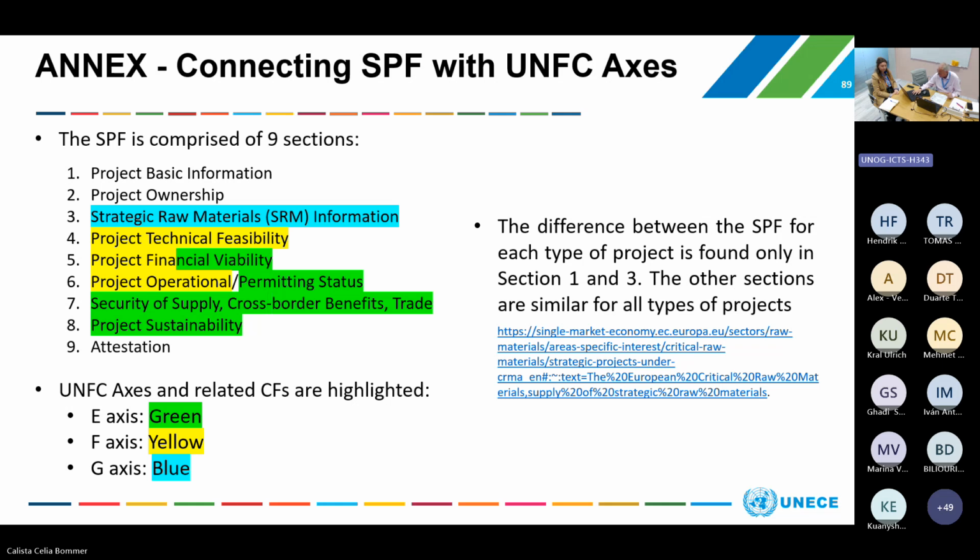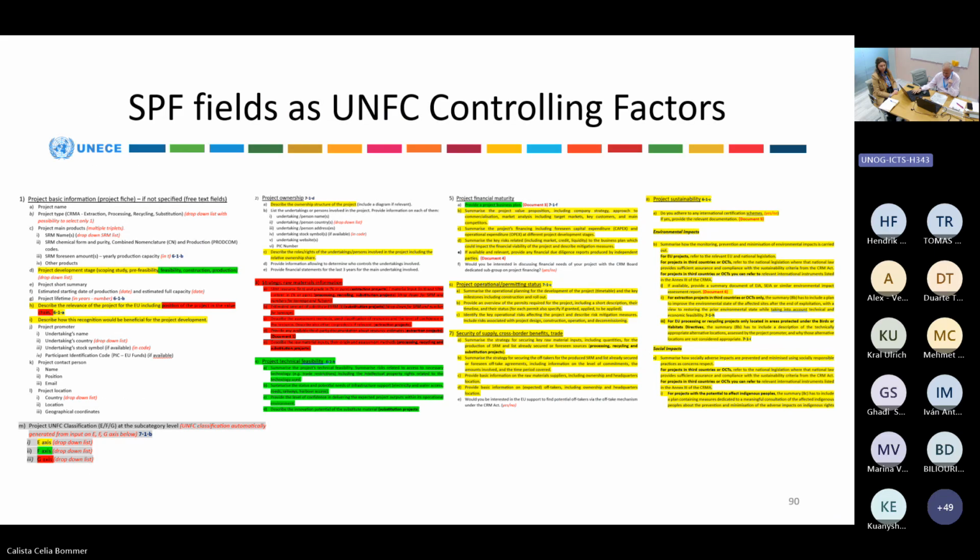So is this the next one? Yes. Coming back, what is important again is to connect the information, because this is the source of information that you are classifying according to the UNFC, from the form to the axes. And in the case of the fields or the questions, this is how it looks. You will see chapter 3 is only the G-axis, chapter 4 is the F-axis. All the rest would be looking at the E-axis, meaning environmental and socio-economic factors.